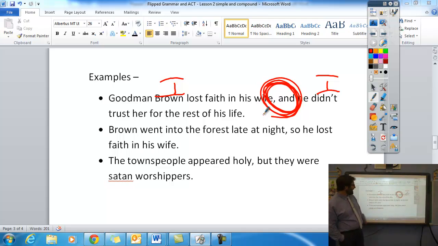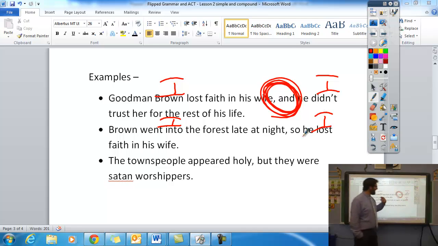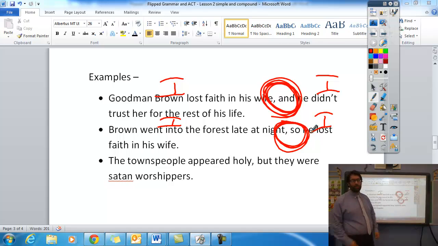Brown went into the forest late at night, so he lost faith in his wife. Brown went into the forest late at night can be its own sentence. It's an independent clause. He lost faith in his wife can be its own sentence too. We connect those two in the same sentence with the comma and the fanboy so. We join those two independent clauses together with a comma and a fanboy. That's what makes our compound sentence.